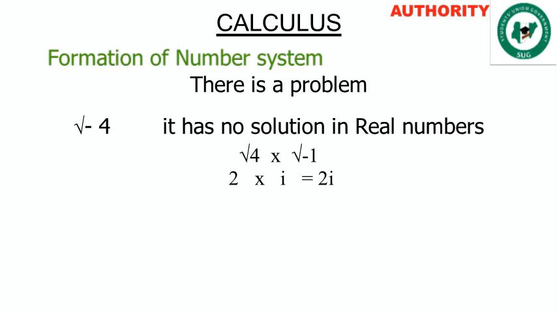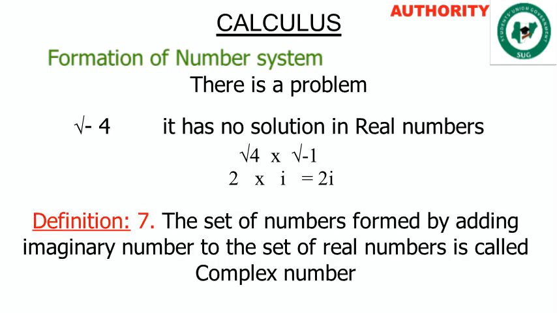This is mathematics for you. So, you discover that we have just found a solution to this problem by calling it an imaginary number. So, the set of numbers that is formed by adding imaginary numbers to the set of real numbers is called complex numbers.